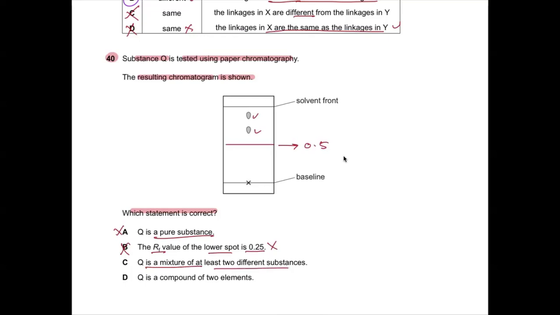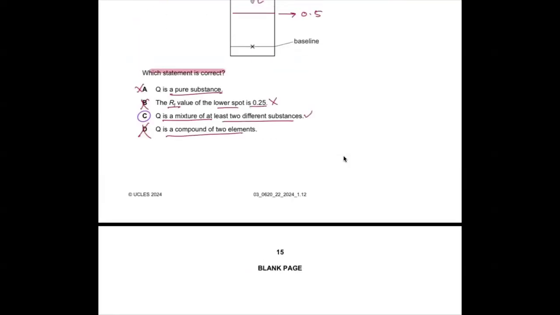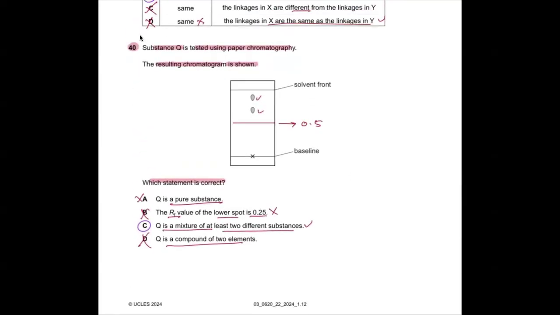Q is a mixture of at least 2 different substances. Yes, that's what can be observed. We don't know whether it's a compound or just an element, but yes, it's a mixture of 2 different substances. That is C. So C is the correct answer. Okay. So we are done with 40 MCQs. So today we are done with 0620 and inshallah tomorrow we are going to do 15070.